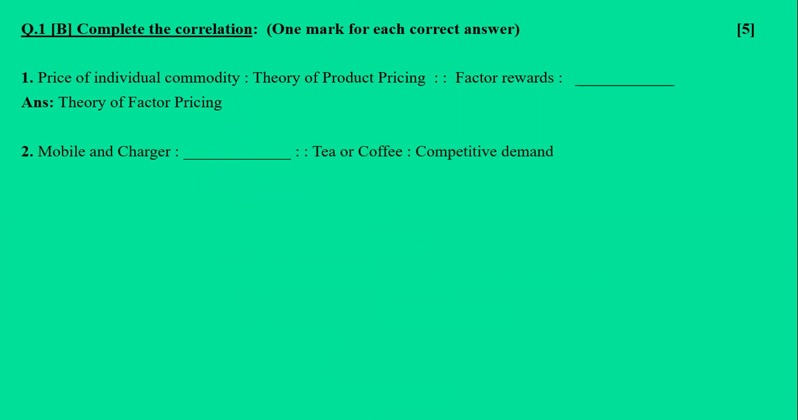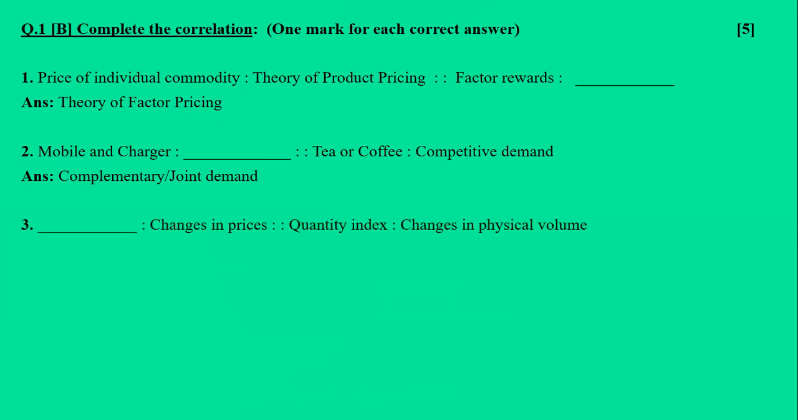Now, second, mobile and charger, dash, tea or coffee, competitive demand. Tea or coffee, they are known as substitute goods. So they are having competitive demand. And mobile and charger, they are known as complementary goods. So the perfect answer is complementary or joint demand.